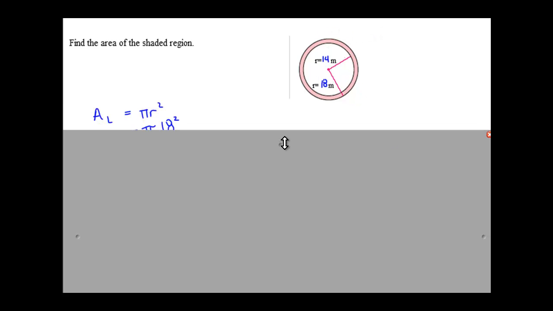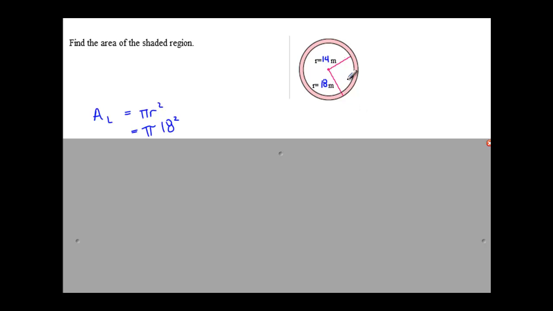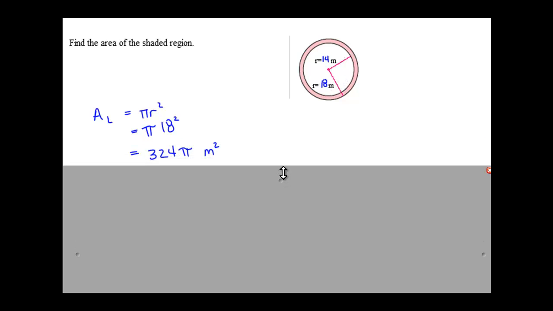So the area of the larger circle, I'll note that with just a little sub L, is equal to pi r squared, which would be pi times 18 squared. That would give me 324 pi, and our units would now be square meters. Remember that these were meters, so I get 324 pi square meters for the larger circle.